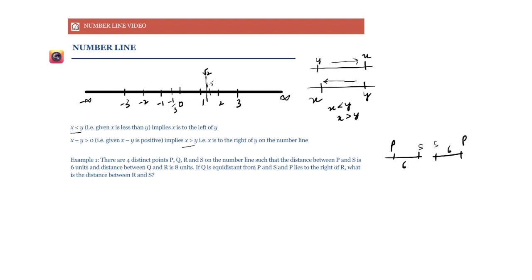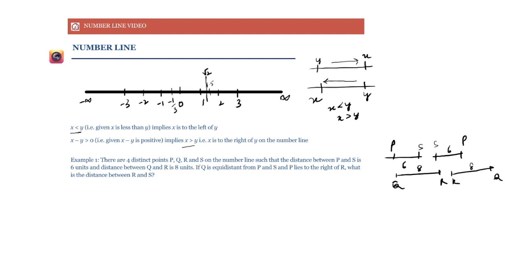The distance between Q and R is 8. So we would have Q here and R here, and this distance would be 8. Or we would have R here and Q here, and this distance would be 8. Again, we don't know which one is to the left and which is to the right.